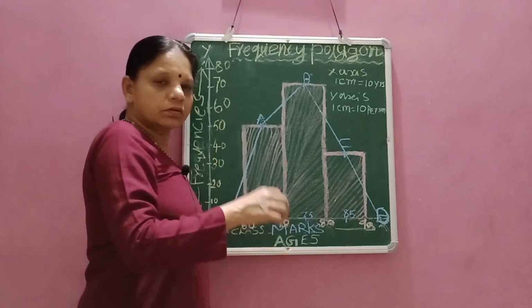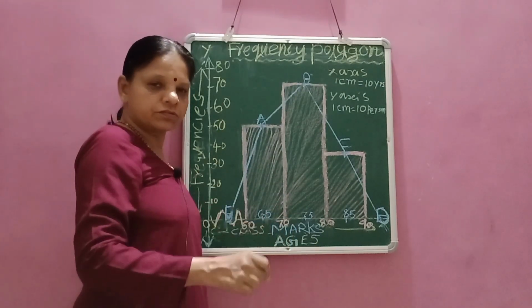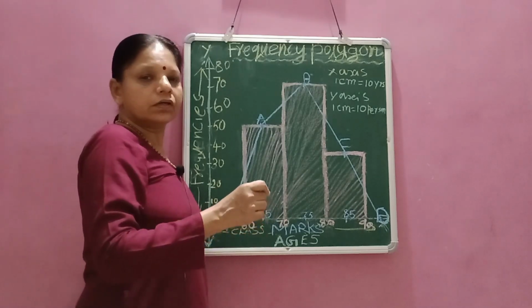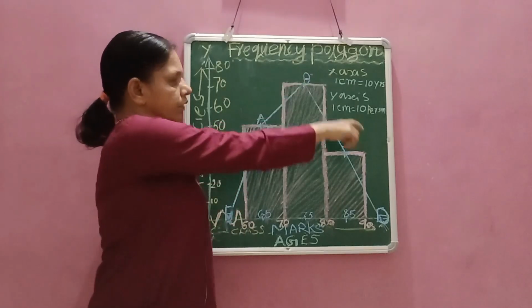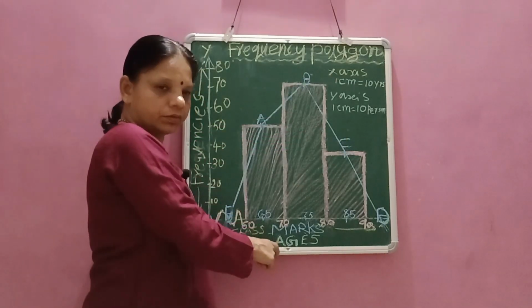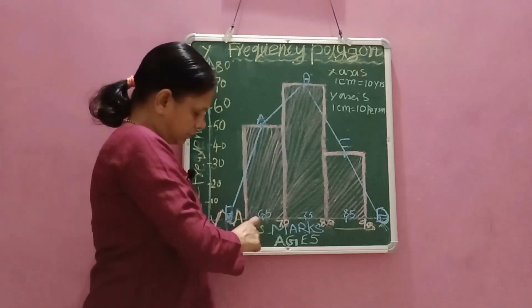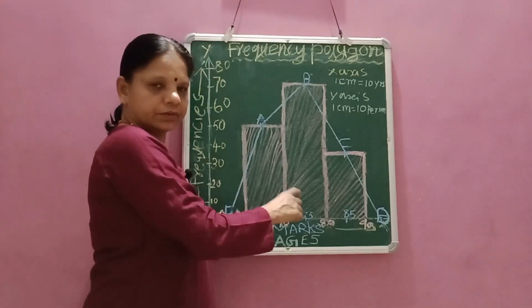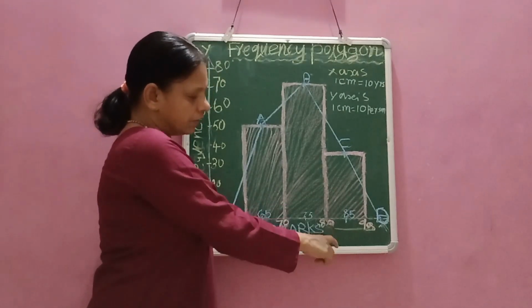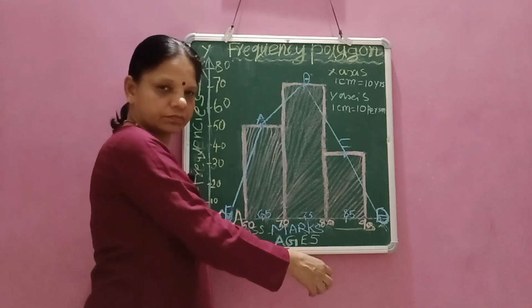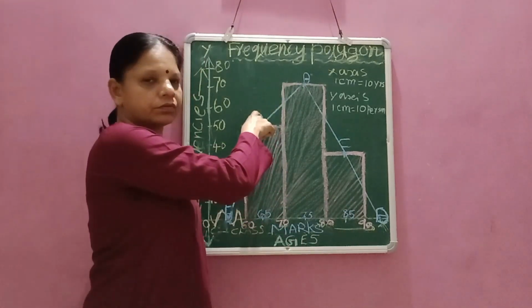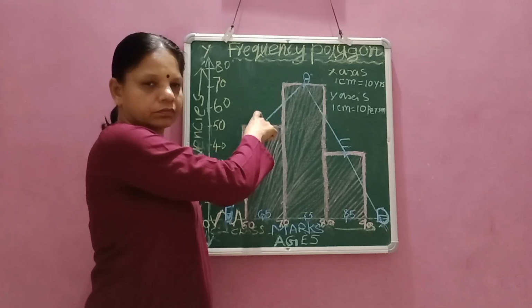Without drawing the histogram also you can draw the frequency polygon. What do you have to do? In the same way you have to take the scale. Only here, the class marks: the first point will be 65, 75, 85, etc., where they represent class marks. And corresponding points you have to mark. Clear?